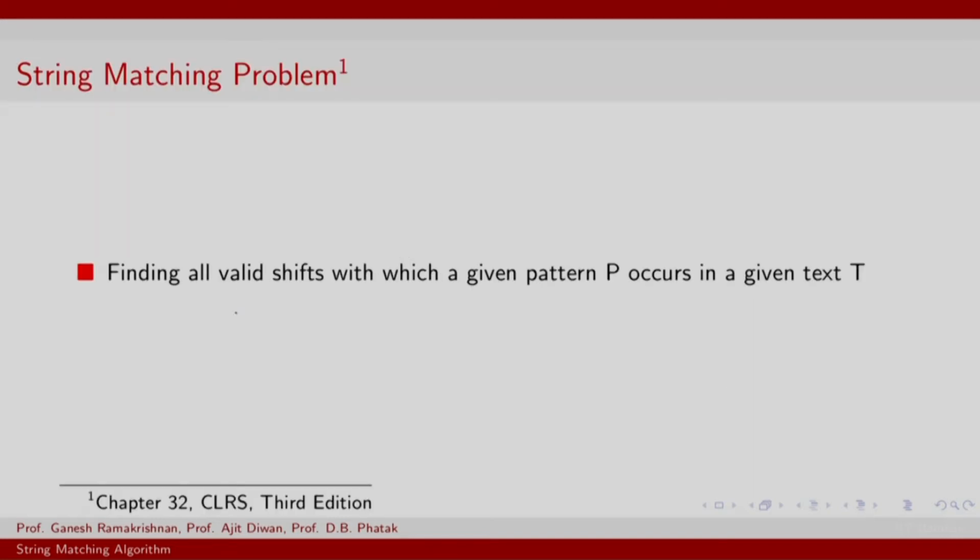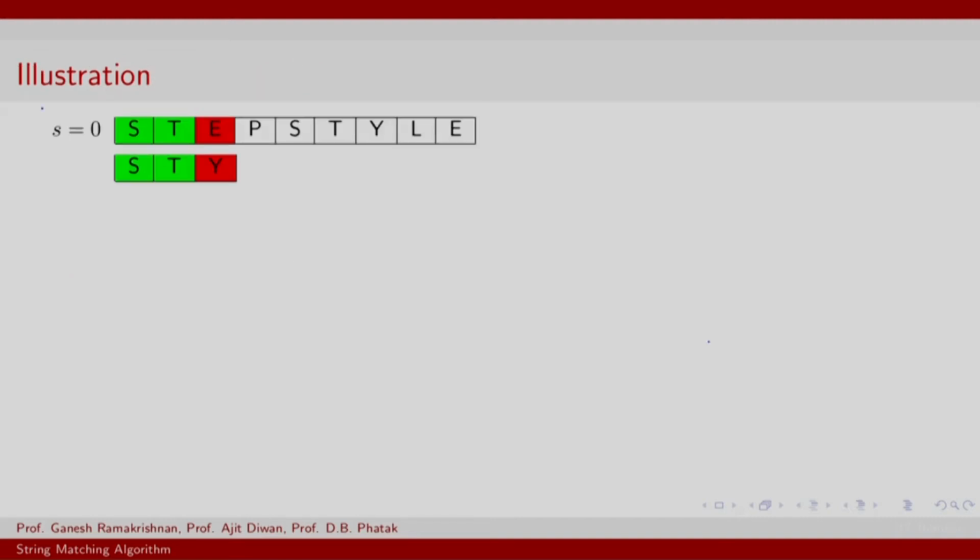So formally the problem is to find all the valid shifts with which a given pattern P occurs in a given text T. More generally, the text T could be a set of strings, as we pointed out in the previous slide. And here is an example. You are provided the string S and below is the pattern P. So you want to find instances of STY in the string S.